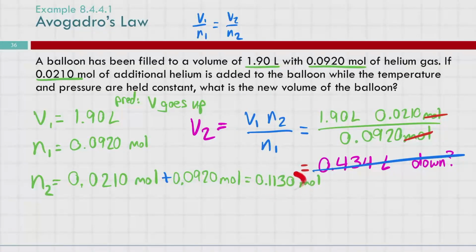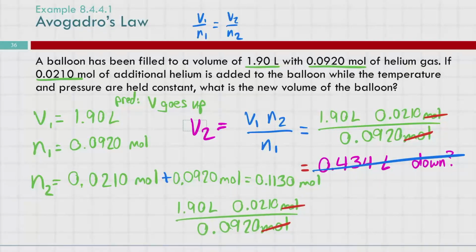So with our new volume, our new moles, we should find a better, bigger V2. And that bigger, better volume is 2.33 liters, which is bigger than our initial volume. So that tracks. Questions?